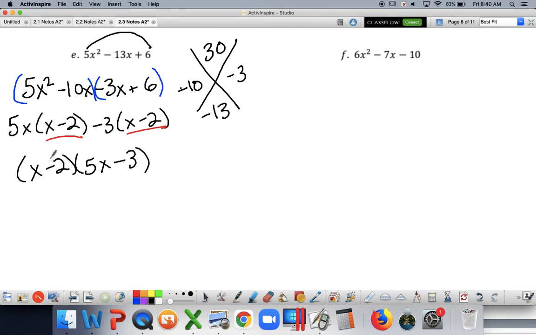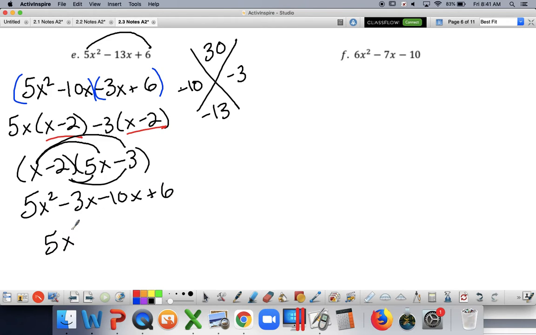And if I want to double check, and heck, I kind of do because I was worried that this was unfactorable to start, I'm going to go ahead and FOIL through to make sure I get back to our original question. And yep, lo and behold, that one worked out just fine. We have checked our work.